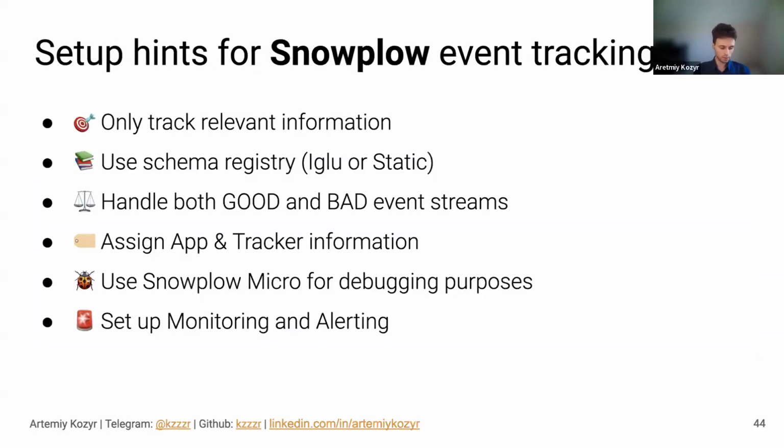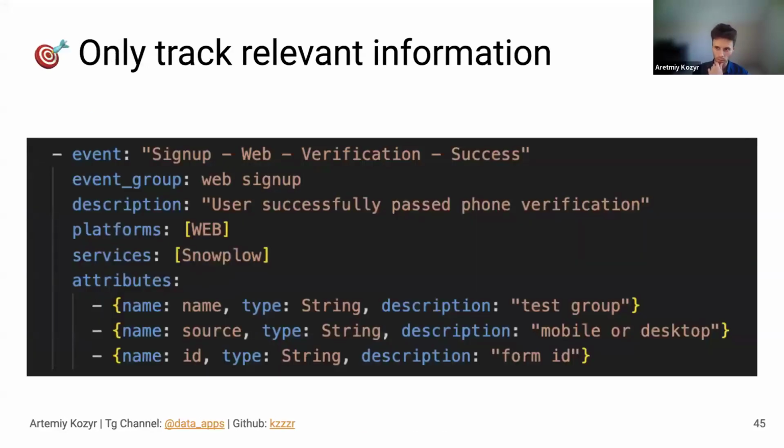So the setup hints from my side for Snowplow. Yeah, let's make it faster because I've got a lot of content. So you would only track relevant information. You don't need any kind of garbage, but you need specific information about your app usage or your customer behavior. So there's an example of how you can create a taxonomy and probably create tasks for your Android, iOS, and web teams to track specific events.